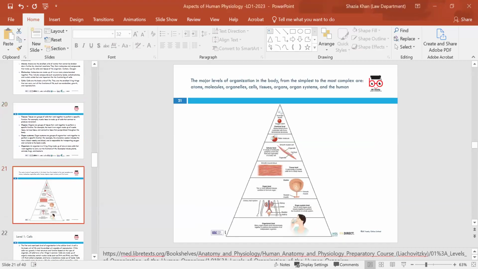So the major levels of organization in the body start from the simplest, which is the most common: atoms, molecules, organelles, cells, tissue, organs, and the human organism. And these are the main parts of it.